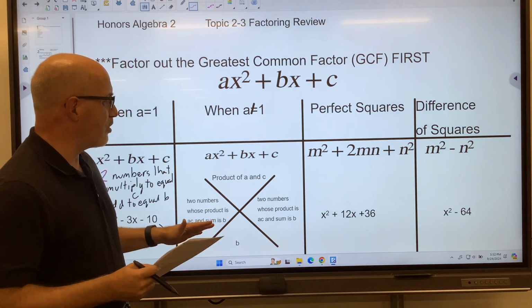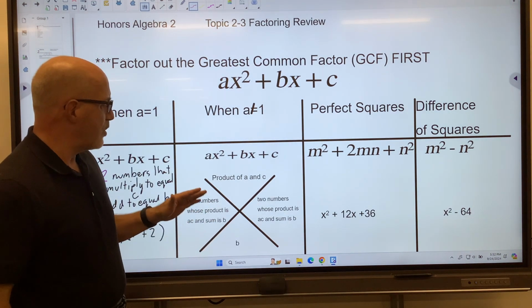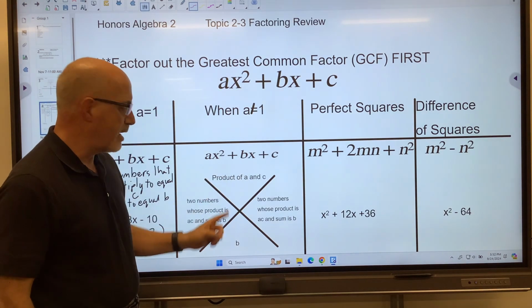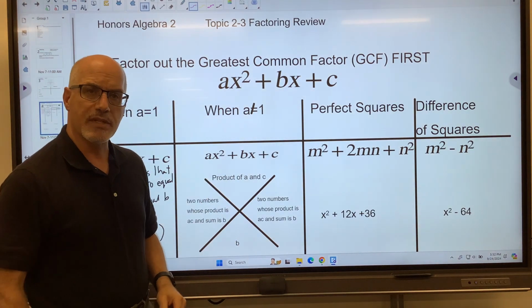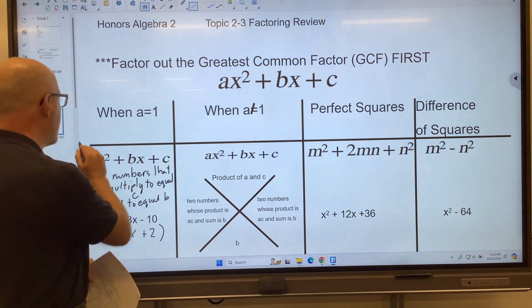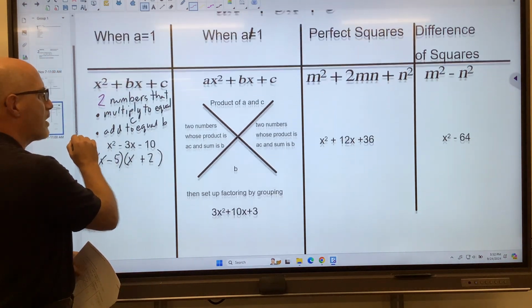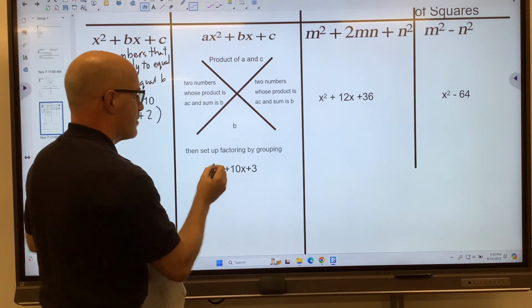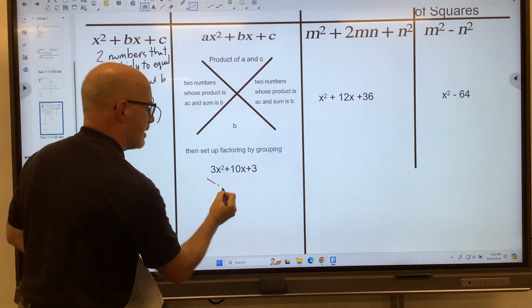Then what you're going to look for are two numbers whose product is whatever number is up here, and whose sum is equal to the one at the bottom. So it's kind of the same idea here, product and sum, but it's going to be a little more complicated because you're going to have a number up in front here.